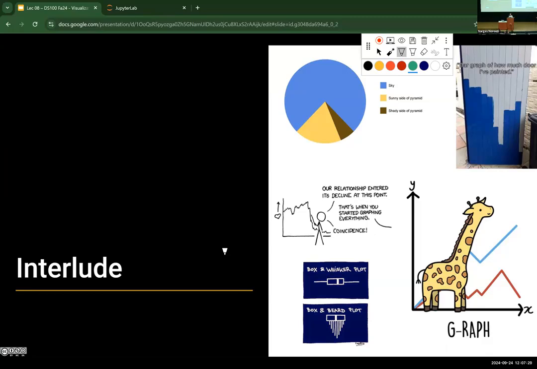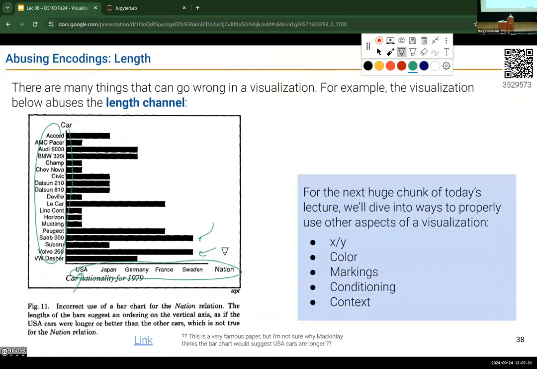There's a question in the slide about why the length was abused here. It's basically because the length encodes the type, and the length does not measure anything quantitative between different categories or different countries. So that's why you might think that a car from Sweden is much better than a car in USA if you're thinking about lengths or these bars measuring any quantitative value.